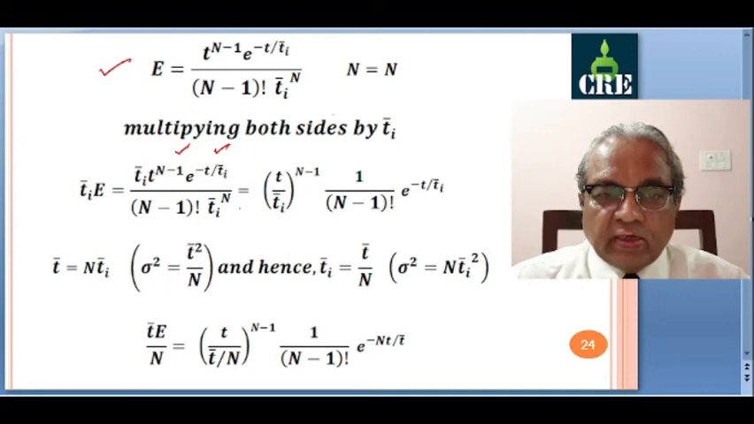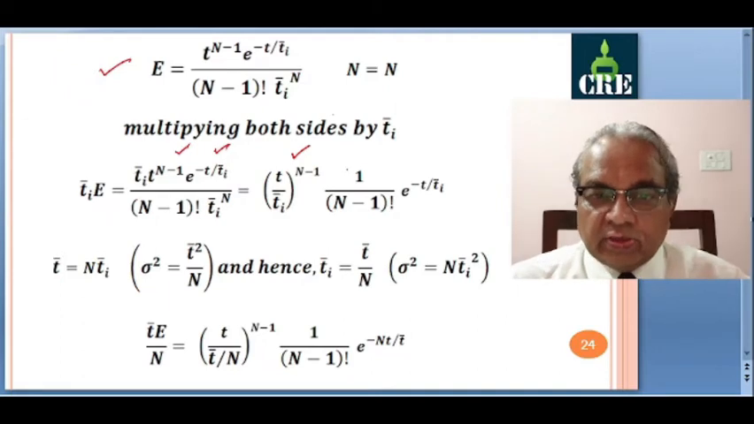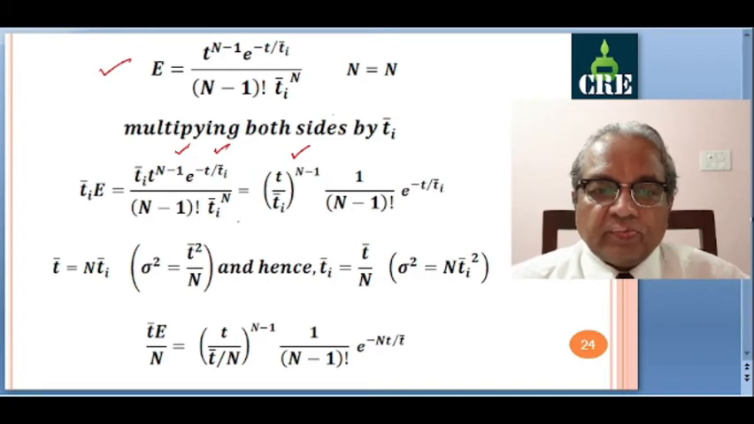If you transfer this ti here, it will be ti raised to minus 1. So if you combine, this will be simply ti raised to n minus 1. So we have t raised to n minus 1 in the numerator, and in the denominator I get ti raised to n minus 1. So I will write this ratio as t by ti bar raised to n minus 1. That is what we achieved from multiplying by this, and also on this side we are getting a dimensionless term: 1 upon n minus 1 factorial as it is, and e raised to minus t by ti bar as it is.